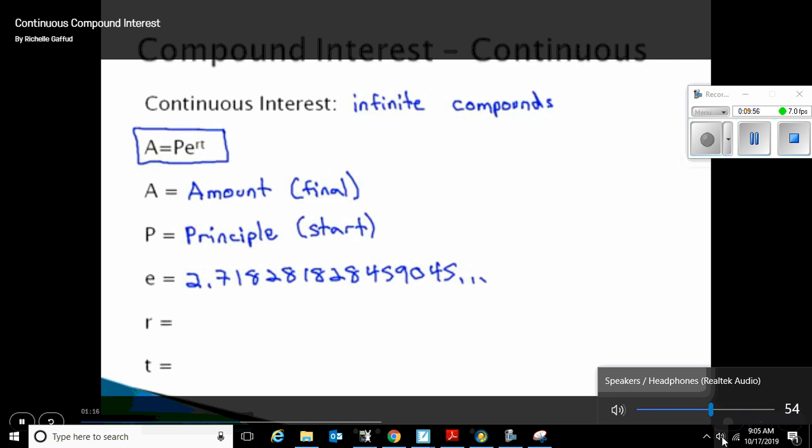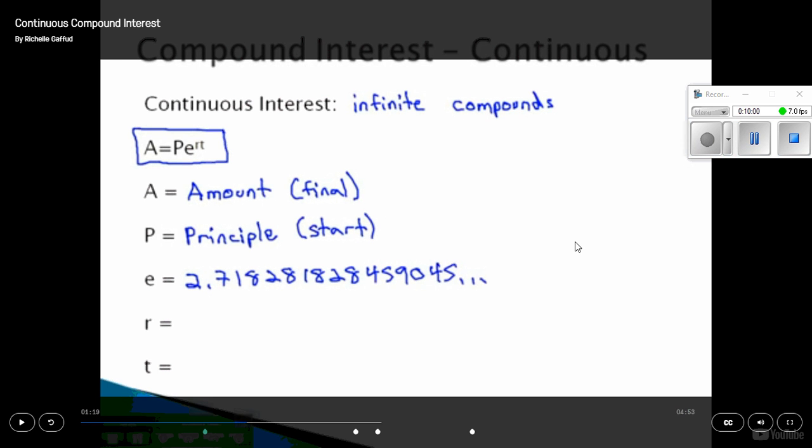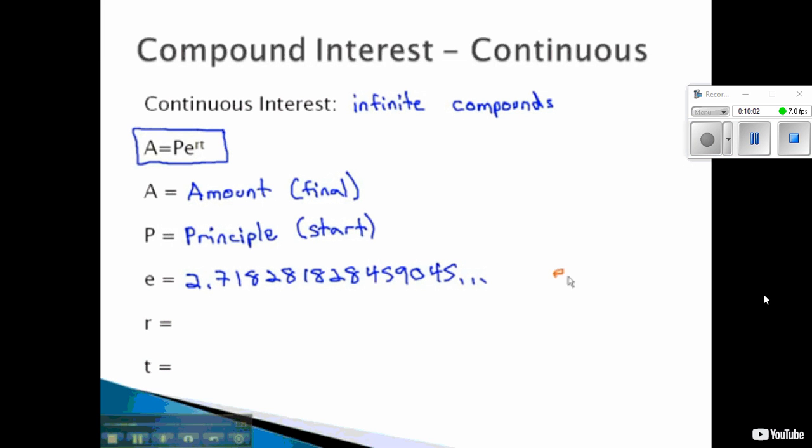Fortunately, our calculators have an e button on them. You'll either see a button that says e to the x, or you might see a button that says ln, with a small e to the x above it. If that is the case, you'll need to hit a shift or second key in order to select e to the x.